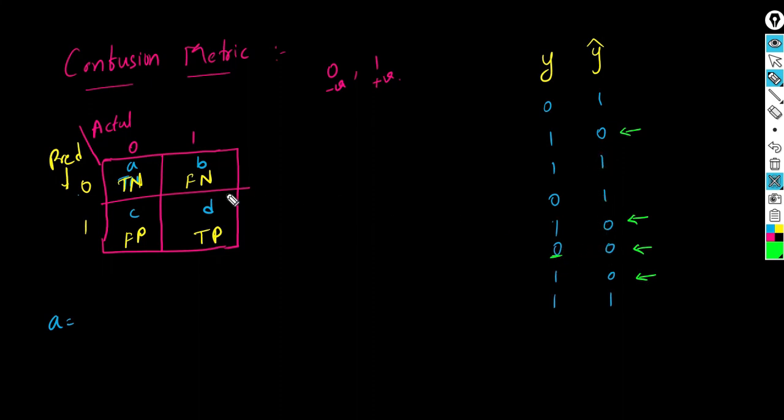This only 1 is there. Here the value is 1. Now predicted 0 but actually those value 1, for this one and this one and this one. Here we have 3.